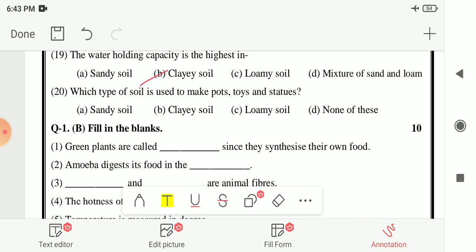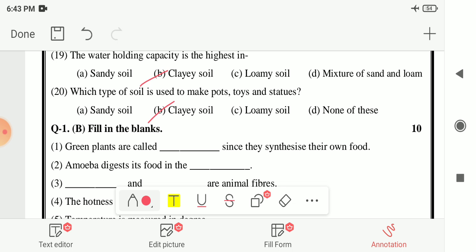Next, 20th number, which type of soil is used to make pots, toys, and statues? The options are sandy soil, clay soil, loamy soil, or none of these. So here your answer is option B, that is clay soil, as the particles of the clay soil are packed together tightly, so we can make toys, pots, and statues from the clay soil. So here your answer is clay soil.